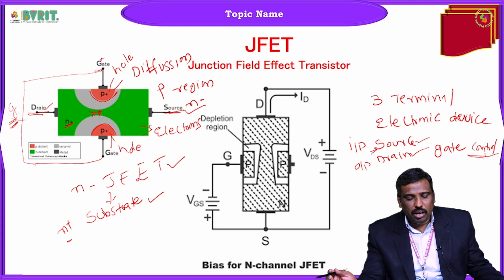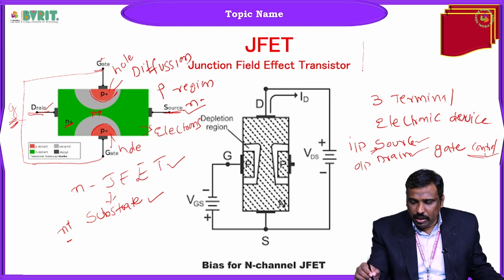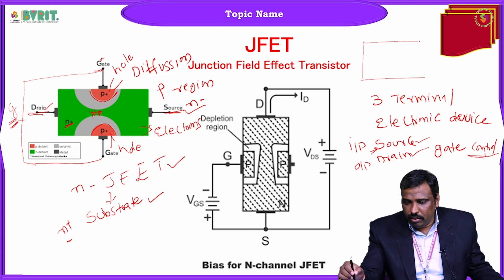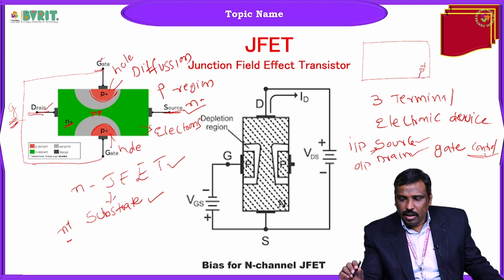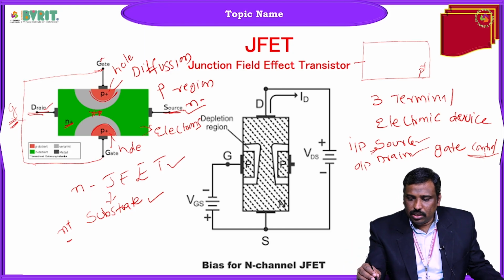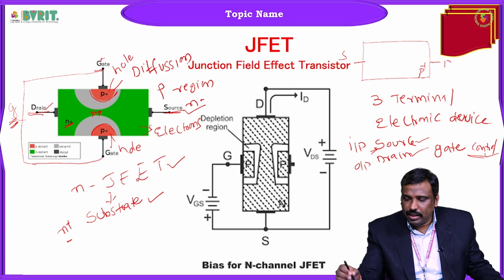Similarly, how to construct a PJFET? It is very simple. In order to construct a PJFET, which type of substrate do we need to take? Yes, correct, a P-type substrate. We need to take a P plus substrate. These two ends act as a source, and this acts as a drain, and on the two sides we need to form the region.